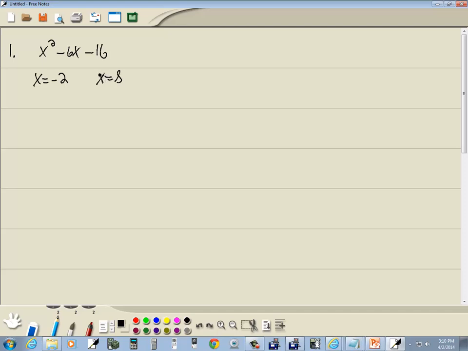Now we got two main parts to this after we've done the intersect method. One is we do not want any fractions, which we don't have any. And the second part is we want to get 0 on the right side. So I'm going to take this -2, move it on the same side as the x, and take this 8 and move it on the same side as the x. So this gives us x plus 2 is equal to 0, and this one gives us x minus 8 is equal to 0. So this one factors as x plus 2 times x minus 8. And that's our answer.